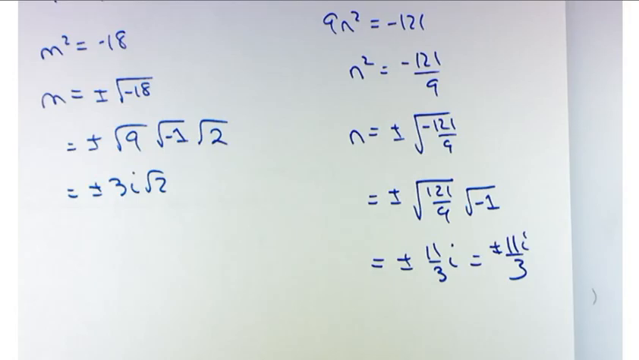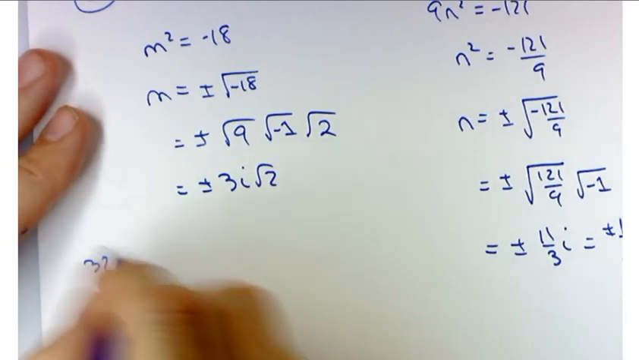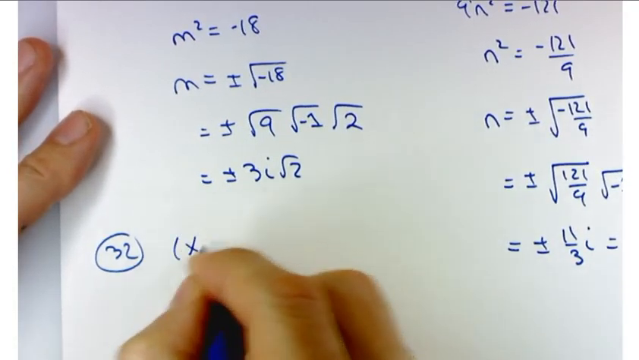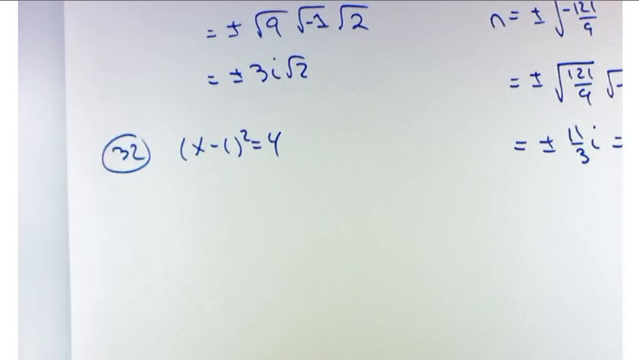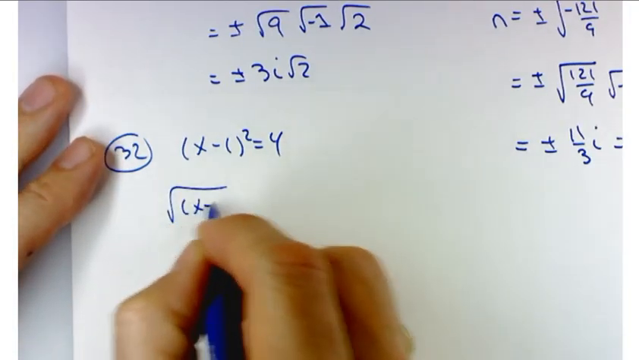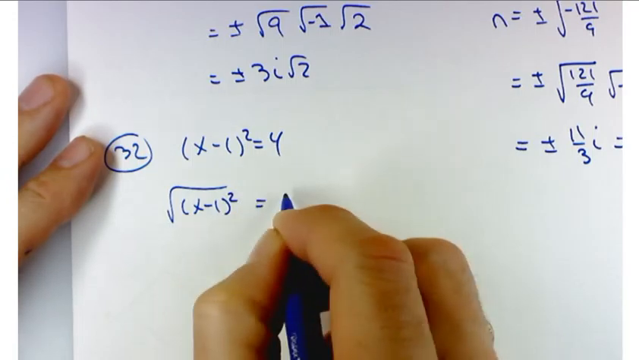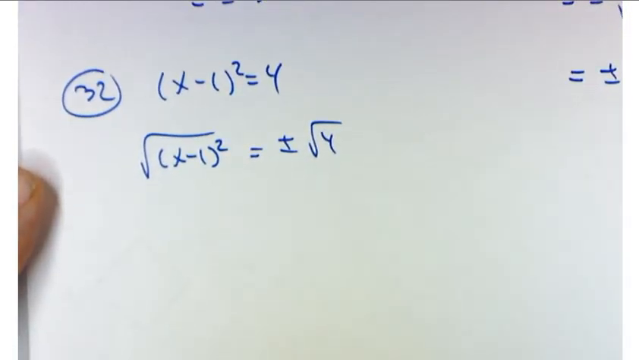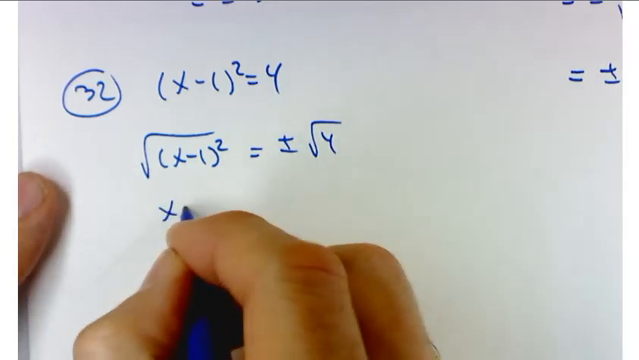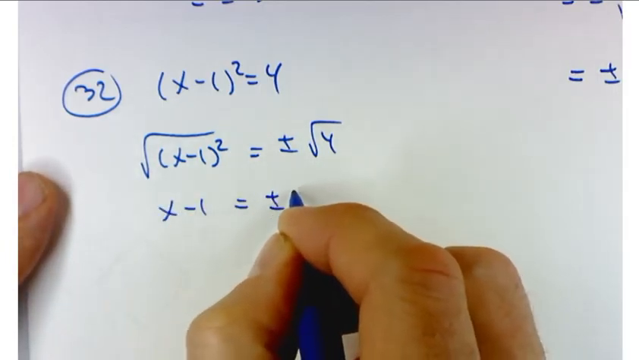What if I had a problem like number 32? x minus 1 squared equals 4. Can I use the square root property here? Yeah. Now, for a problem like this, it takes a little bit of extra care. Just a little bit. We can take the square root on both sides. The square root of x minus 1 squared equals plus or minus the square root of 4. Notice I'm only putting the plus or minus on the one side. What do I get on the left-hand side? Yeah, x minus 1 equals plus or minus 2.